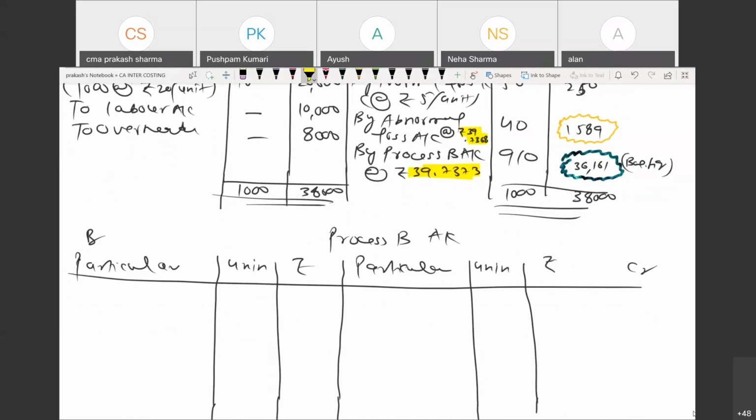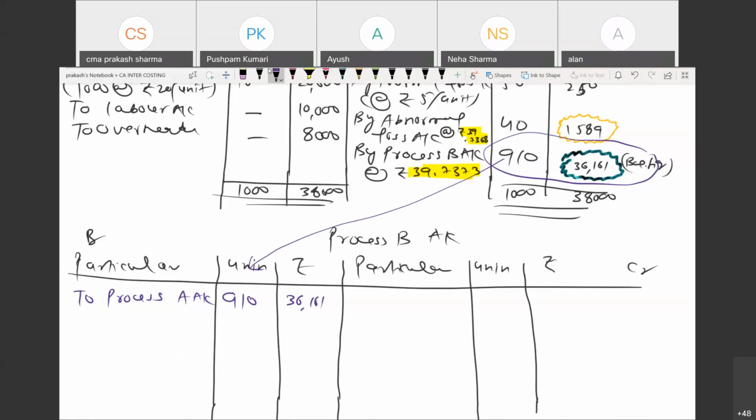Okay my dear students, so this output of process A will be transferred to the next process. So it will become 910 and 36,161. So it will become input for process B. Okay, sir. So output of process A becomes input for process B. Okay. Now let us start process B also.